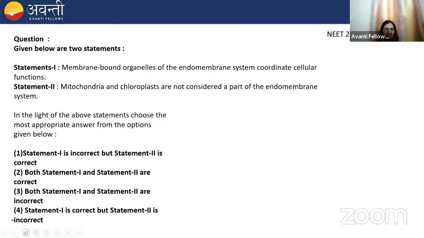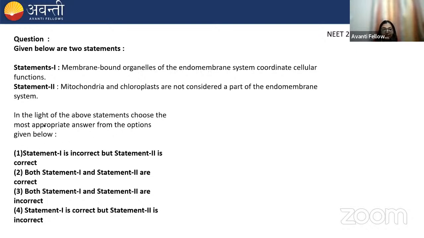Before we proceed with the lecture, let's discuss a question. Given below are two statements. Statement 1: the membrane-bound organelles of the endomembrane system coordinate cellular function. Statement 2: mitochondria and chloroplast are not considered a part of the endomembrane system. In the light of the above statements, choose the most appropriate answer from the options given below.